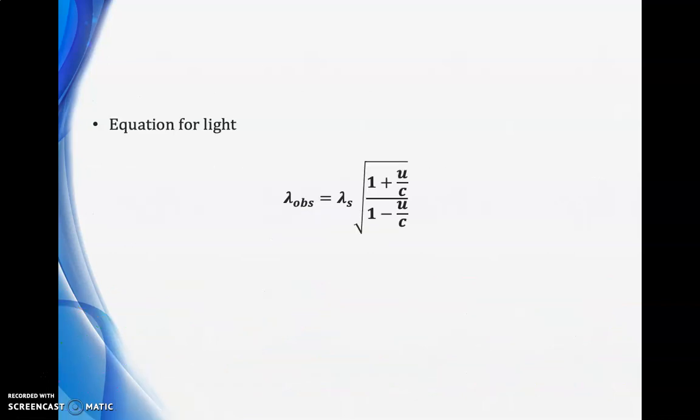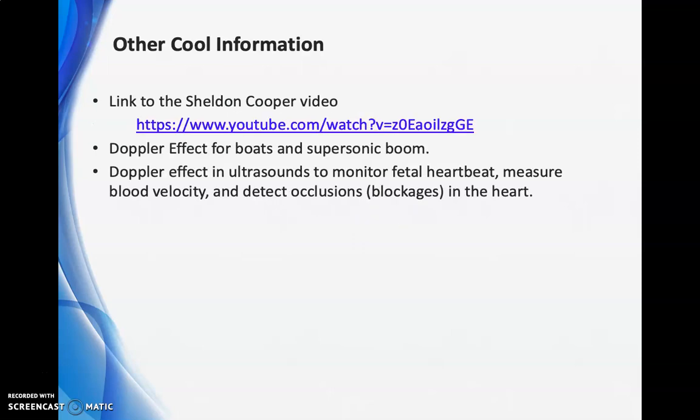And if you want, there's also this equation. It's the same concept as the sound. So we have lambda, the wavelength of the observer, equals the wavelength of the source times the square root of 1 plus u over c, where u is the relative velocity of the source to the observer, and c is the speed of sound, or speed of light. So we can figure out what the difference is in the equation for light if it's moving away from us or moving towards us. And I also thought this was really cool.